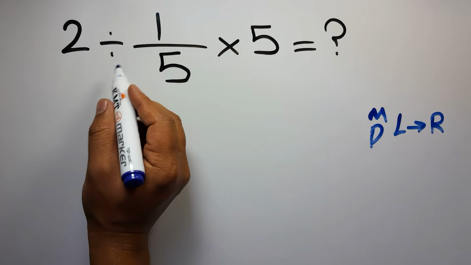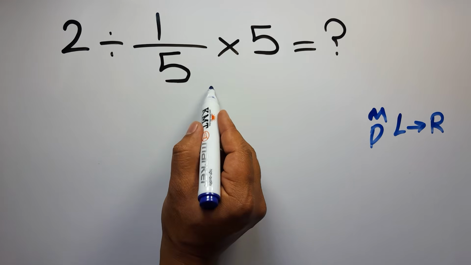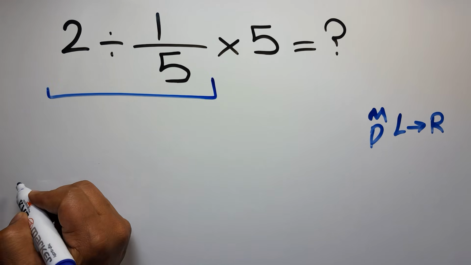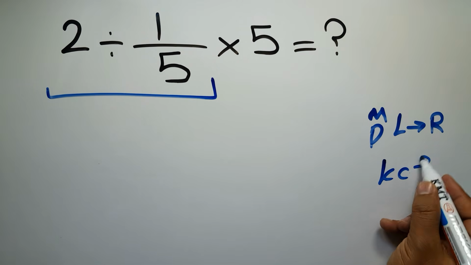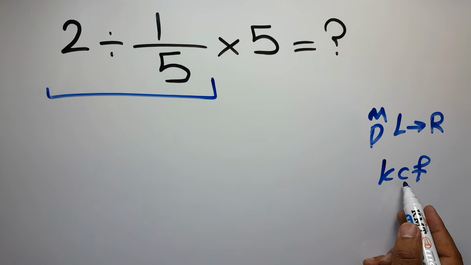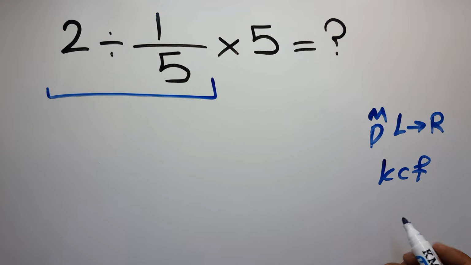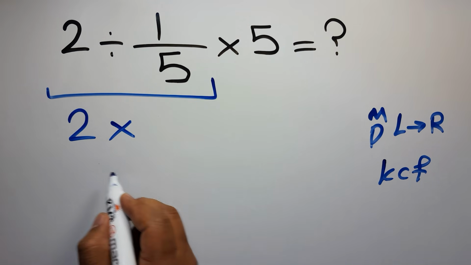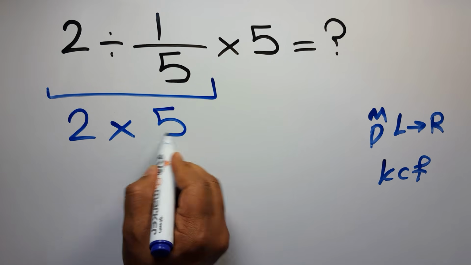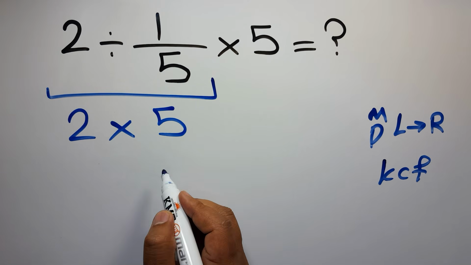So first we have to do this division: 2 divided by 1 over 5. Okay. According to the KCF rule, K stands for keep, C stands for change, and F stands for flip. We can write keep the first fraction, change division to multiplication, and flip the second fraction. So we have 2 times 5.